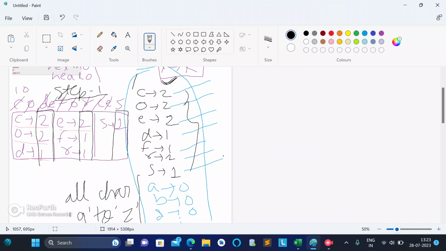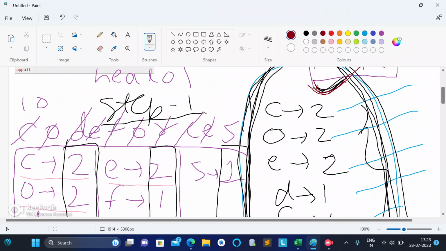So first I have to maintain this actually. This is my step 1. After the step 1, I actually have all 26 characters, or you can also do it this way: first maintain all 26 characters and then maintain the frequency count of each character, and then sort them on the basis of their frequencies in decreasing order. This is the step 1.